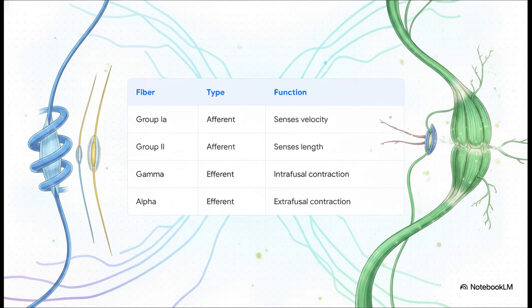Then, flipping to the motor side, the efferents. Gamma motor neurons uniquely adjust the little intrafusal fibers inside the spindle itself, while the big alpha motor neurons do the heavy lifting, stimulating the main extrafusal muscle fibers to actually contract.